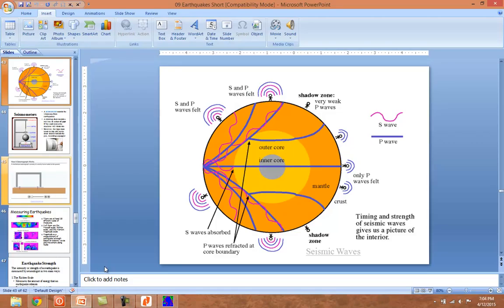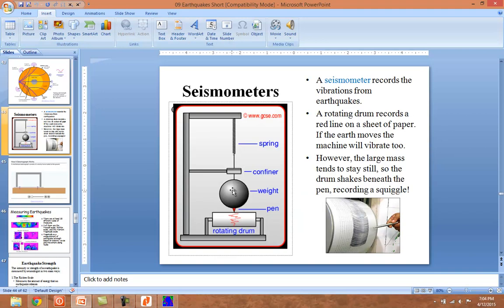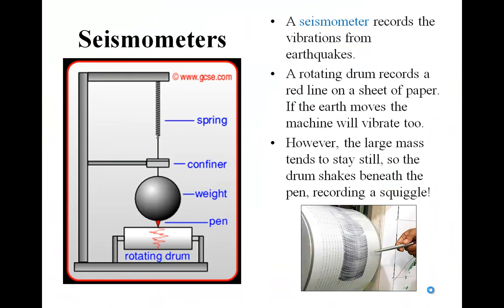Okay, let's go back into this slide. Seismometer, nothing more simple than a seismometer. It's just a weight hanging on a spring, and you have a confiner on there so it doesn't bounce back and forth. And this weight's got a pen on it, and it's got a revolving drum.